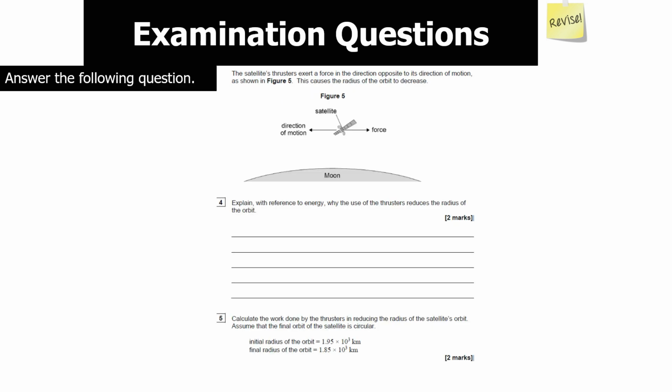The next question says, the satellite's thrusters exert a force in the direction opposite to its direction of motion as shown in figure 5. This causes the radius of the orbit to decrease. Explain, with reference to energy, why the use of thrusters reduces the radius of the orbit, and then calculate the work done by the thrusters in reducing the radius of the satellite's orbit.